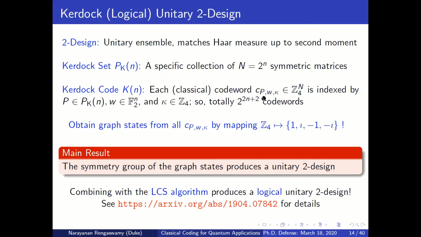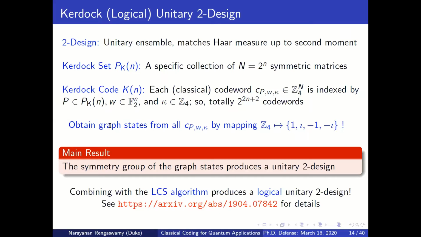So every element of this code word is in Z4. So every element is either 0, 1, 2, or 3. And then you can map that into this set. So this is just the complex number i raised to the power 0. So i to the 0 is 1, i to the 1 is i, i squared is -1, i cubed is -i. So you just made this simple mapping from 0, 1, 2, 3 to this set. And that gives you an interesting set of pure states.